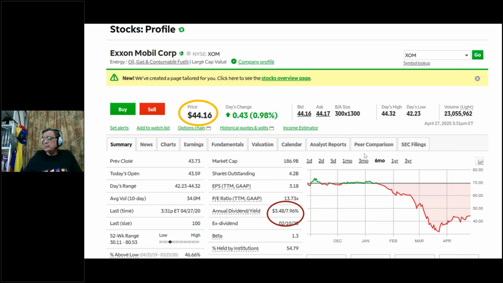ExxonMobil, look at that dividend. It's paying $3.48 a year on $44, which is basically 8%, 7.96%. Well, what does your bank pay you to keep your money? Nothing, absolutely nothing to speak of, right? So you may say, you know what? I like the 8%. But what if the price gets cut in half?